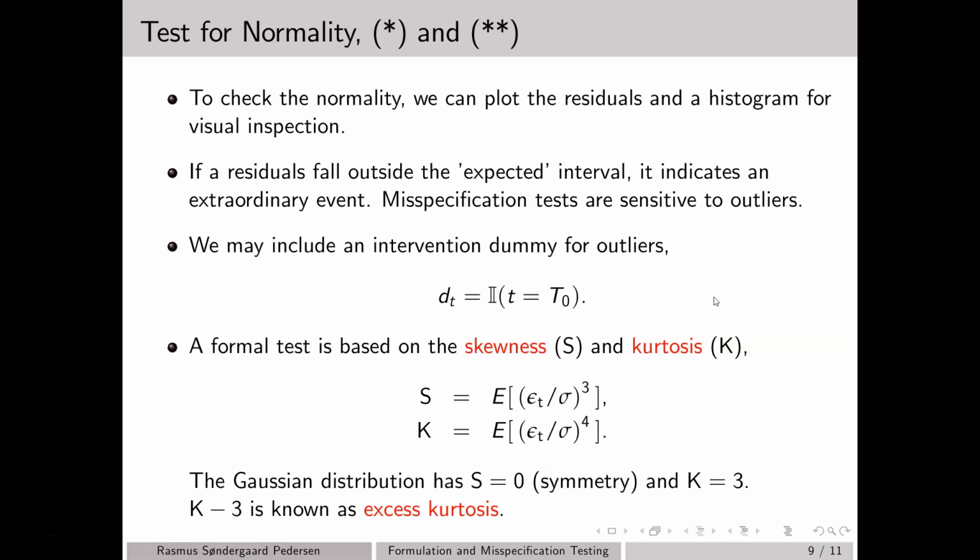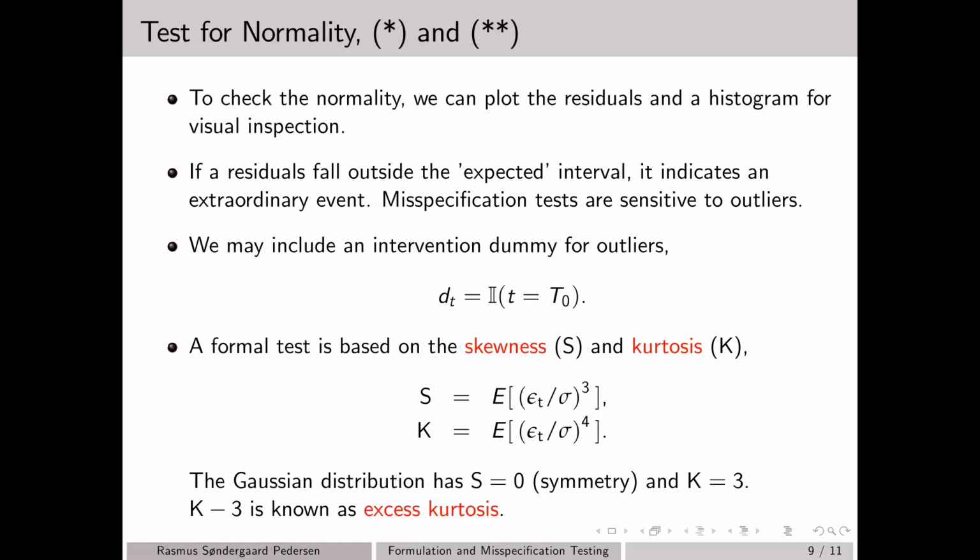We can make a formal test for normality of the error term. We may define the so-called skewness and kurtosis of the error terms, where the skewness is the third moment of the error term. Note that I have here standardized by the standard deviation of the error term, and the kurtosis is the fourth moment of the standardized error term.